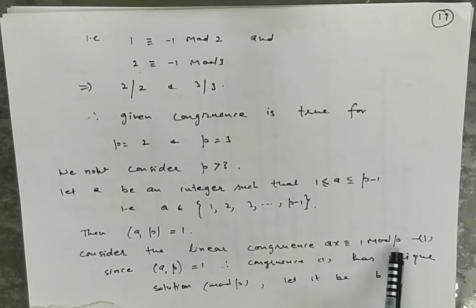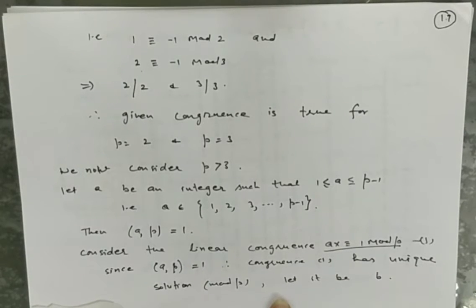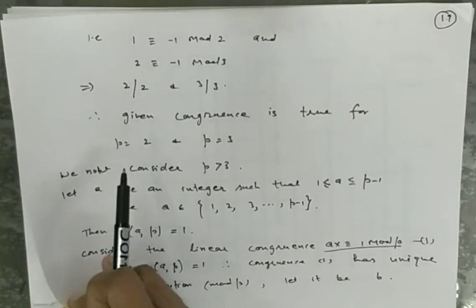ax is congruent to 1 modulo p. Consider this linear congruence, ax is congruent to 1 modulo p. Since a and p are coprime, the congruence 1 has a unique solution modulo p. Because any congruence has how many solutions? In this equation 1, it will have a unique solution because of the 1 here. So let it be b, that is, the unique solution is b.